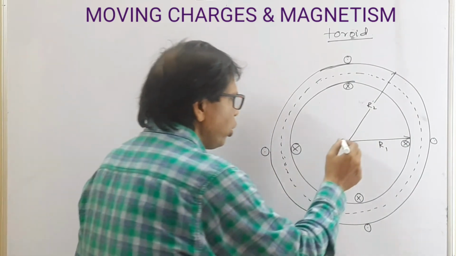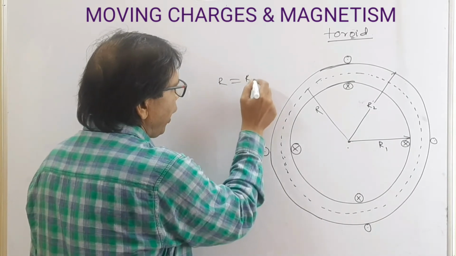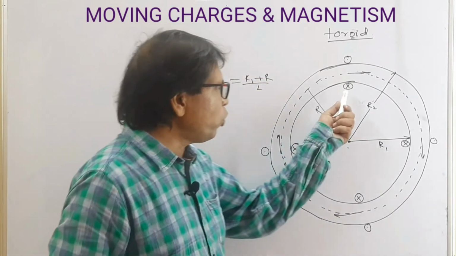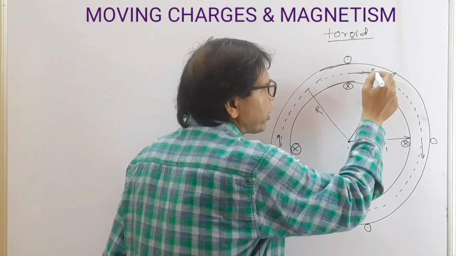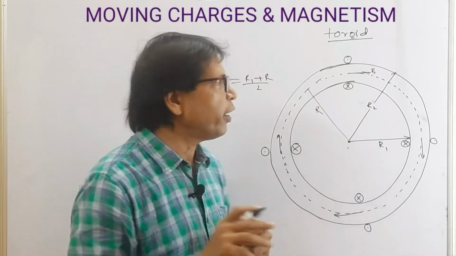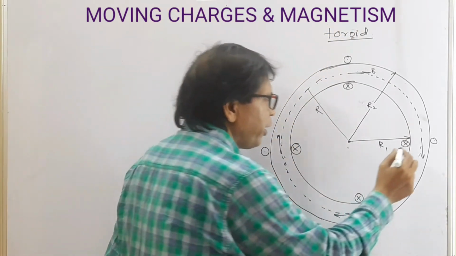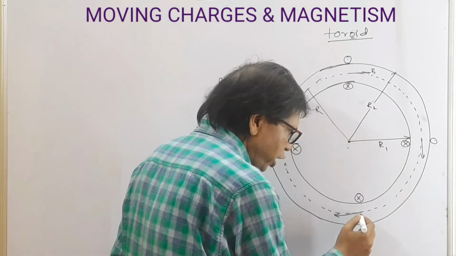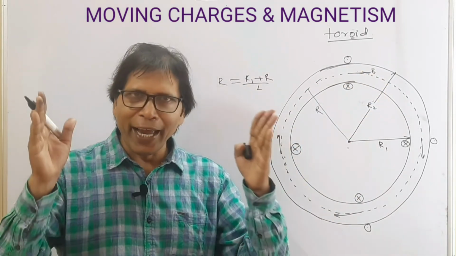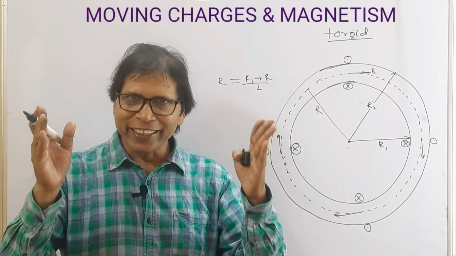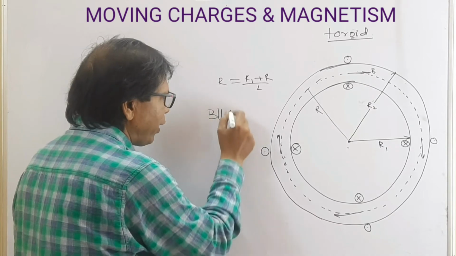So mean radius capital R is equal to R1 plus R2 divided by 2. Now due to this current, the magnetic field at this point is directed along this direction, that is the axis of the toroid. Now look at this, due to this current it is also in this direction. In the same way, here the magnetic field is along this direction, here this direction, here this direction. So look at this, the magnetic field on the axis of the toroid is directed tangentially. See, therefore B vector is parallel to dl vector.